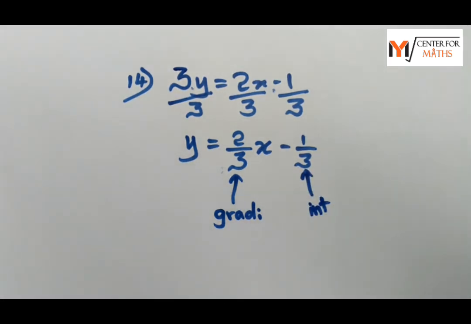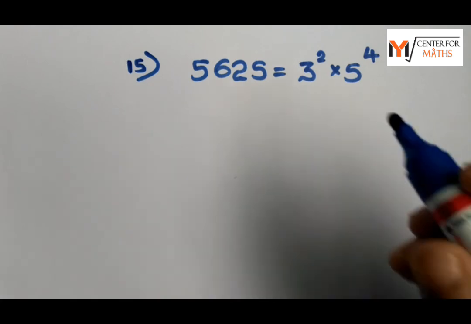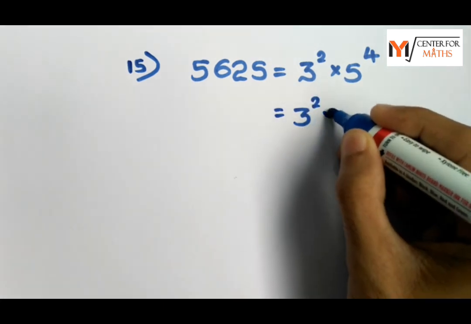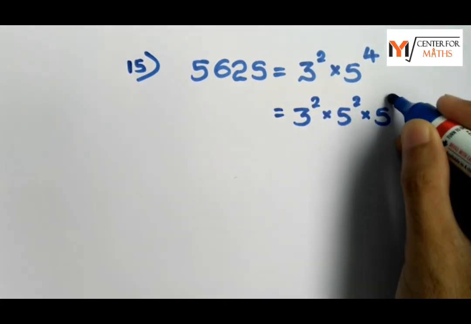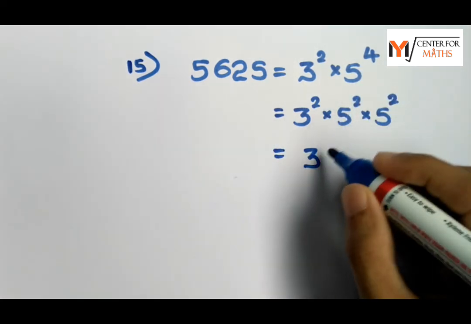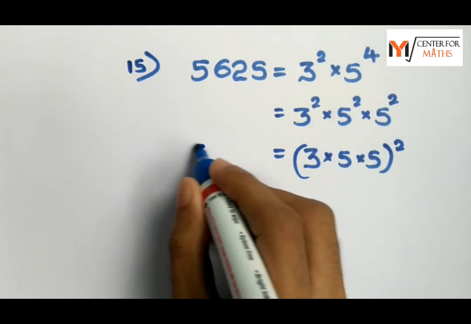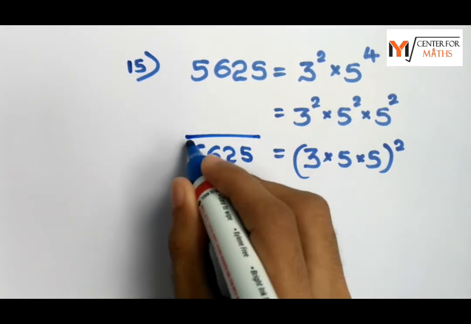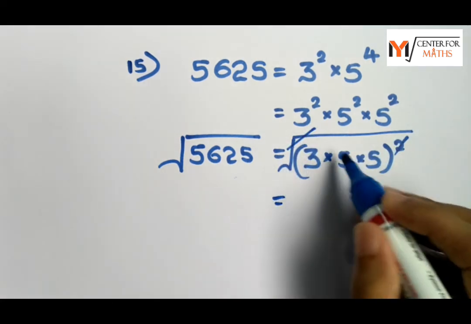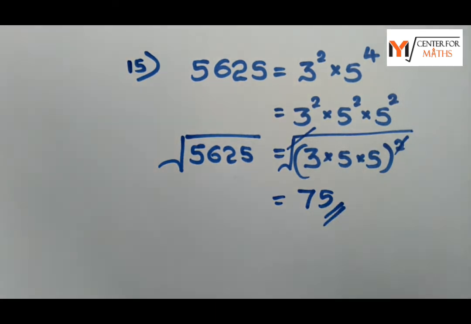Fine. Moving to the last question. Here you can see that they are asking the root of 5625. And they have given one piece of information, that 5625 is equal to 3 squared into 5 to the power 4. 5 to the power 4, we can write like this: 5 squared into 5 squared is equal to 5 to the power 4. And you can see these are all joined by multiplication. So we can take this index as common, squared. Okay, fine. Now we can find the square root of 5625 easily. We'll take the square root, then square and root will be cancelled. 3 5s are 15, 15 5s are 75. So the root of 5625 is equal to 75.